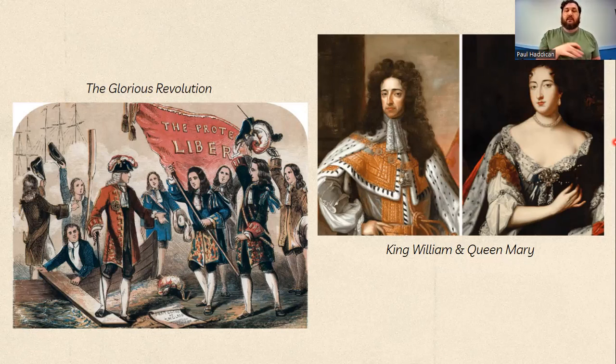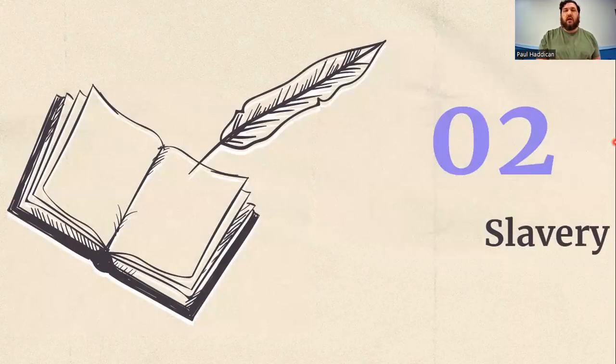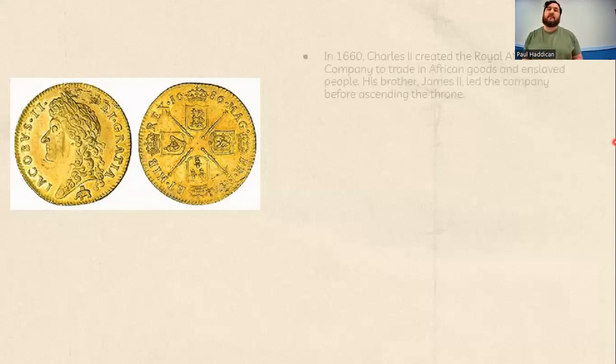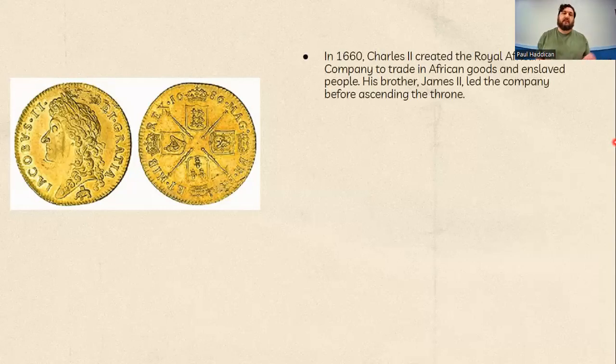After the Glorious Revolution, we have some changes that happen alongside that, particularly with slavery. So Charles II is going to be in charge right before James II. So we're going a little bit back before James II, before the Glorious Revolution, for a second. Britain is involved in the slave trade in Africa, right? And they had been for years. Under Charles II, he creates the Royal African Company to trade in African goods. This includes enslaved people.